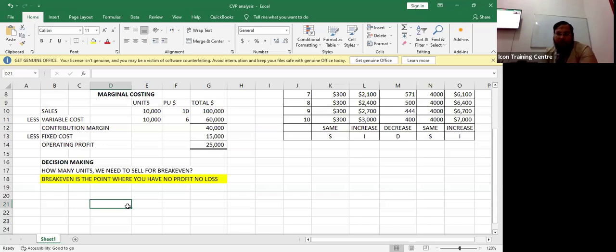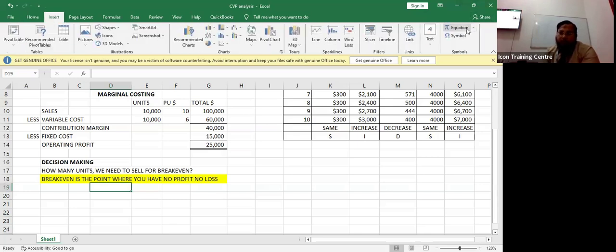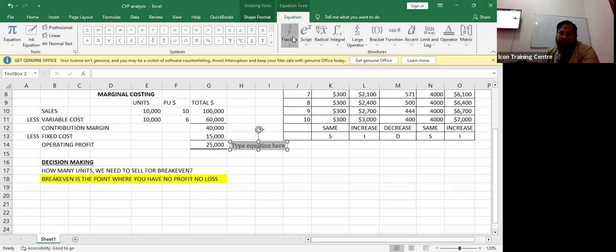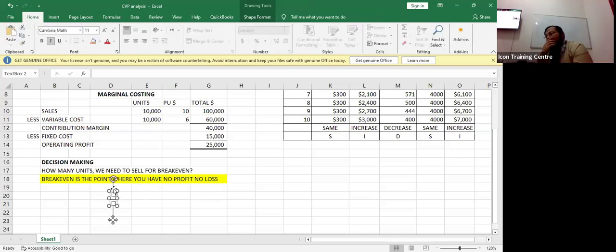So the formula for this break-even is very, very simple. You will enjoy this one. I'm writing the formula of the break-even. One of the easiest formulas you will always remember. Now you tell me one thing. Which cost we need to cover to get to the break-even? Fixed cost or variable cost? At least which cost we should cover?